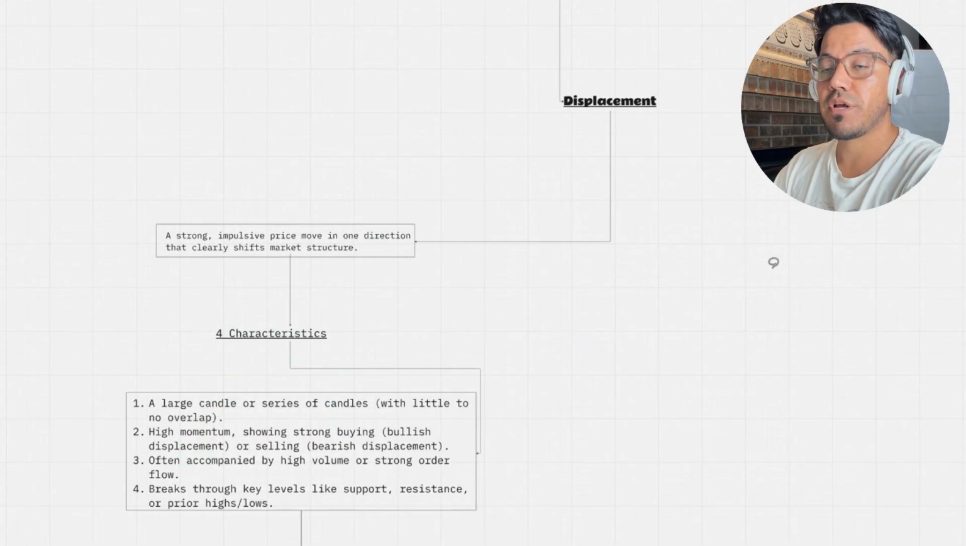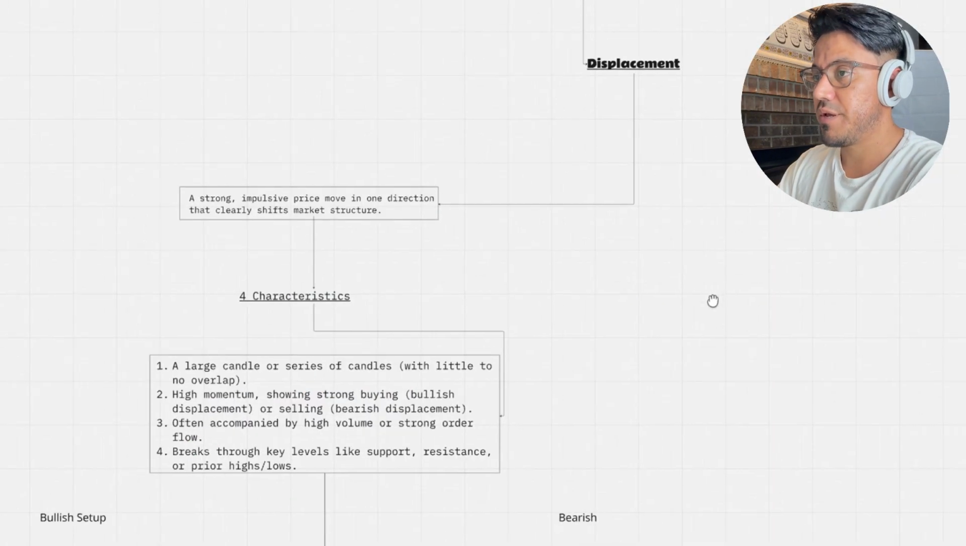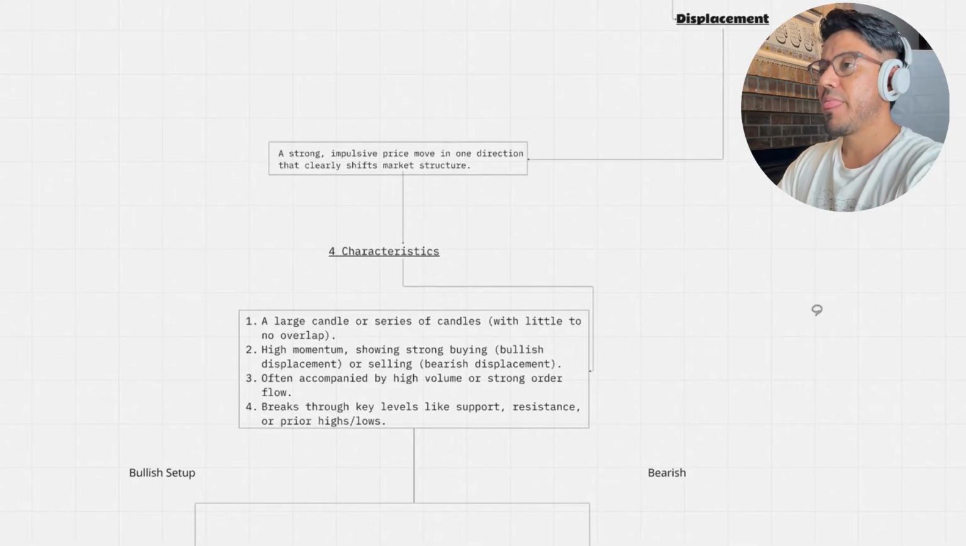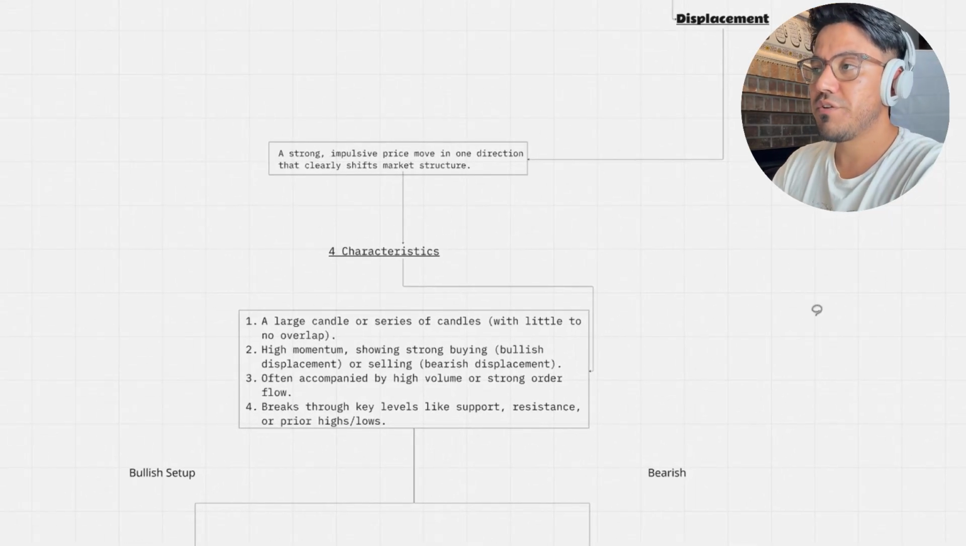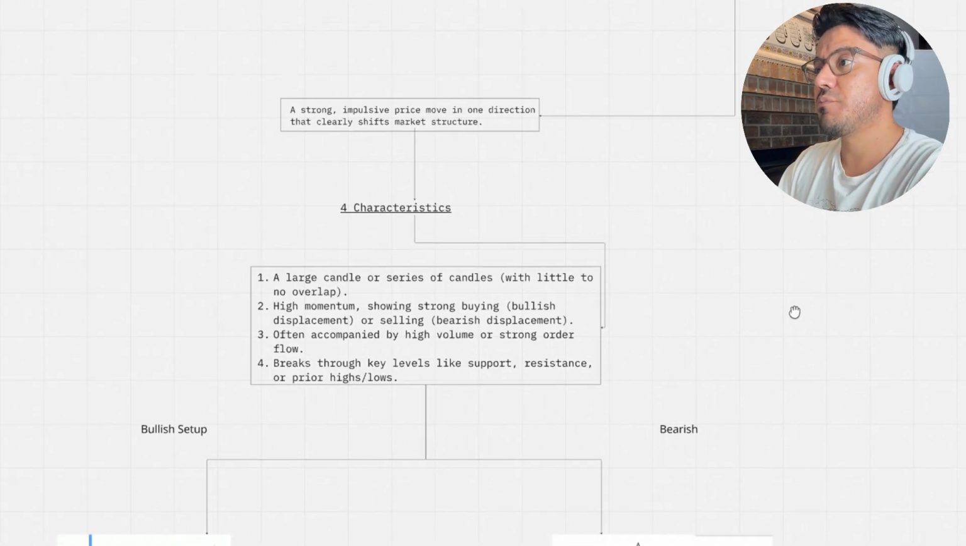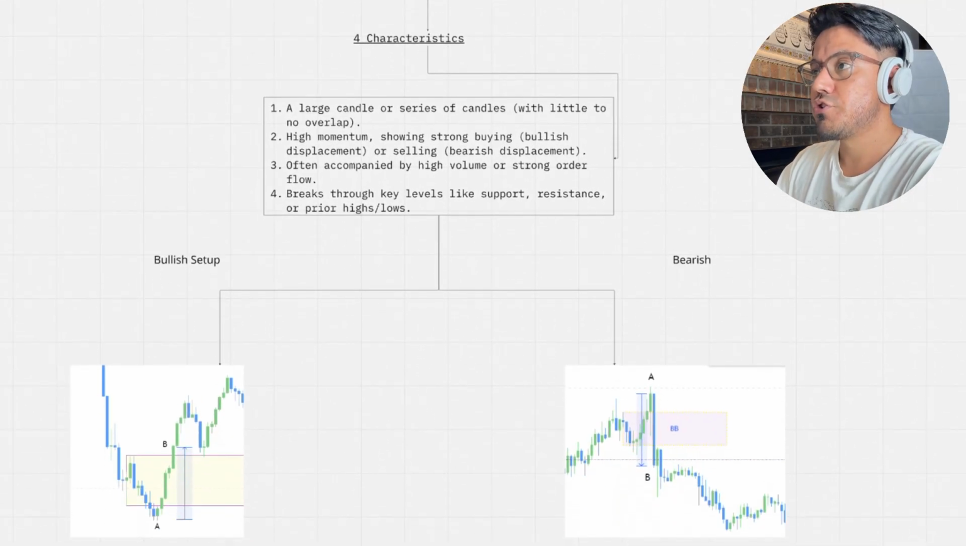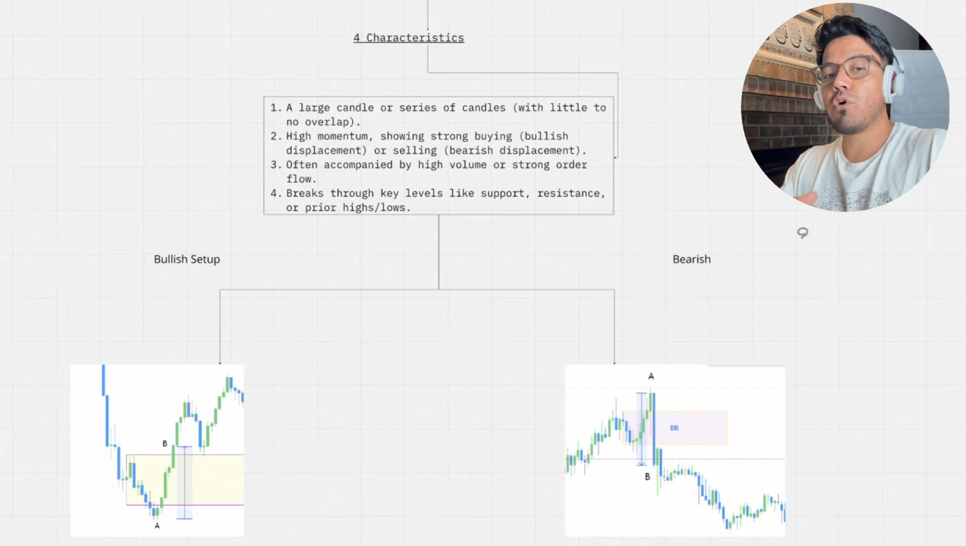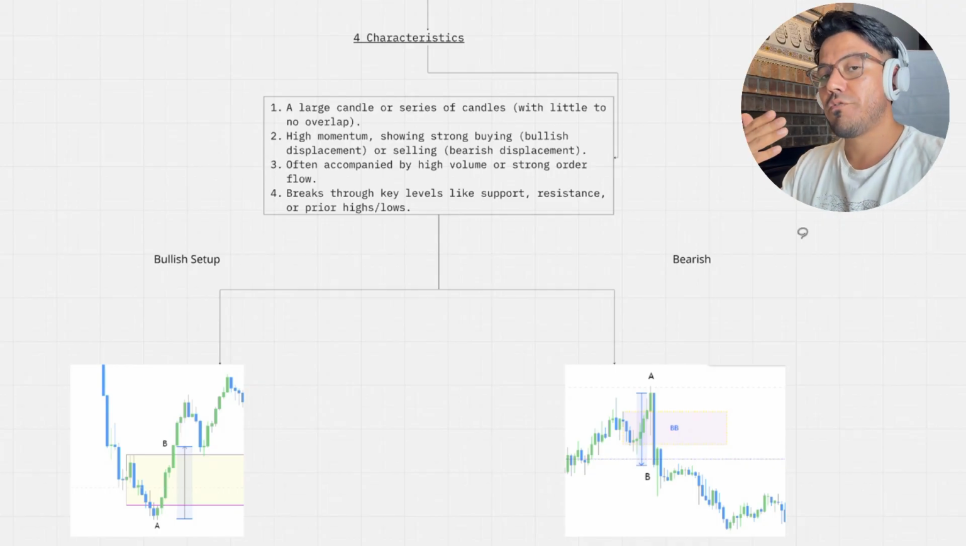The third major component is displacement. So what is displacement? A strong impulsive price move in one direction that clearly shifts market structure. There are 4 characteristics of displacement.